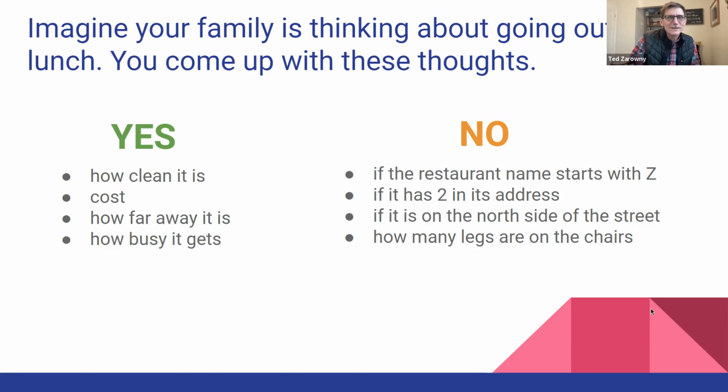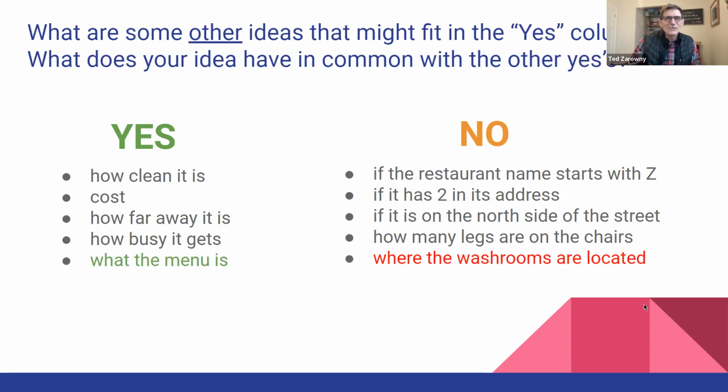You go to the next slide, Chris. What are some other ideas that you would put in the yes column? If you're going to go to a restaurant and think about where you're going to go, what would you think about? Well, you might think about what the menu is. Kids might have some other things. Well, I'd consider this. And so go to the next slide.